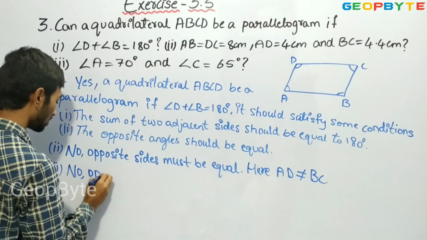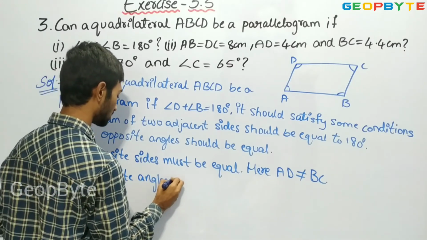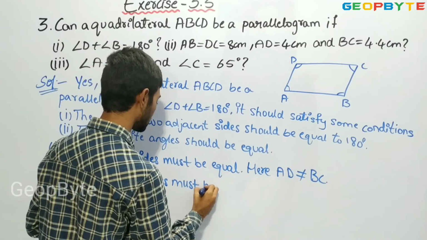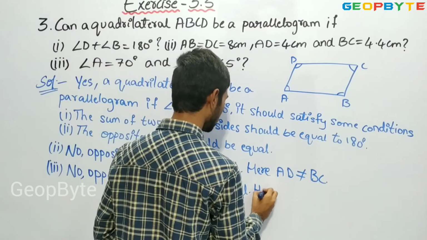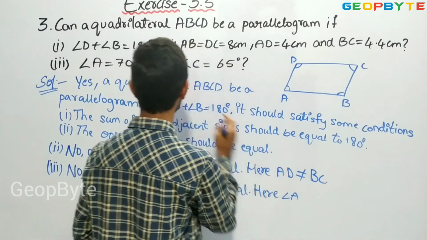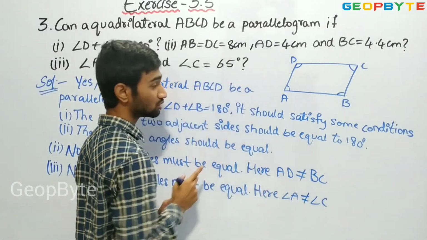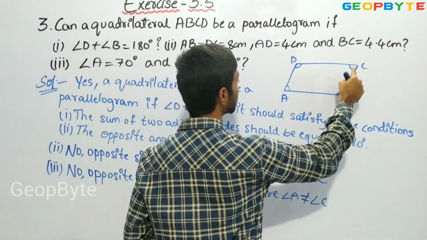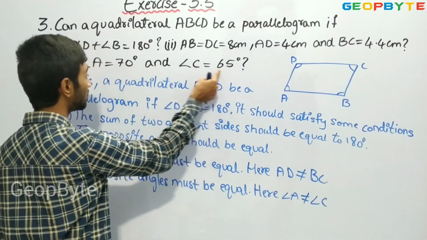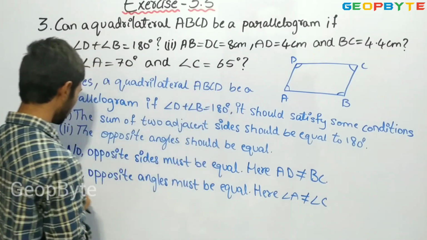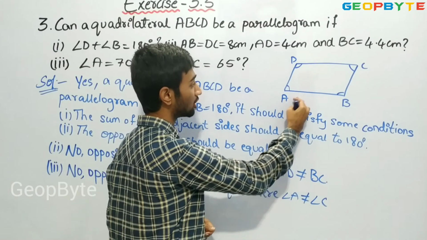So no, opposite angles must be equal. Here they gave angle A, and angle A is not equal to angle C. So if it should be a parallelogram, angle A should be equal to angle C. But in the question they gave angle A equal to 70 and angle C equal to 65. These two values are not the same. So we have written no. Opposite angles must be equal. Here they give angle A not equal to angle C.